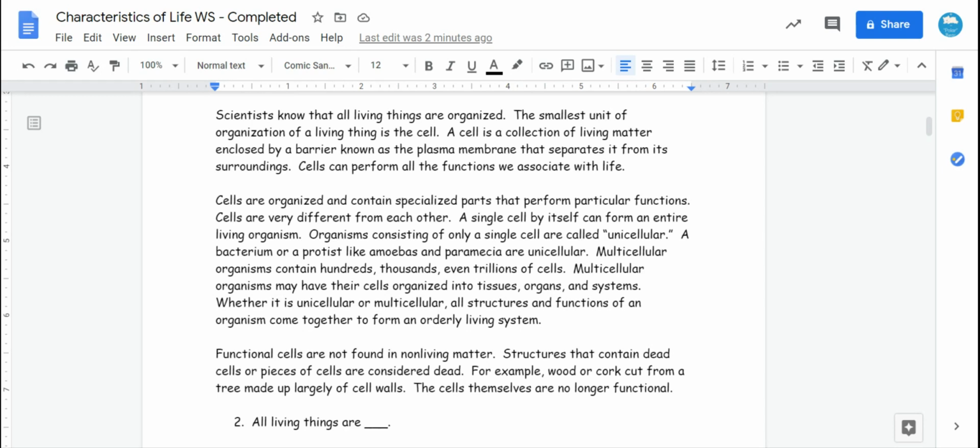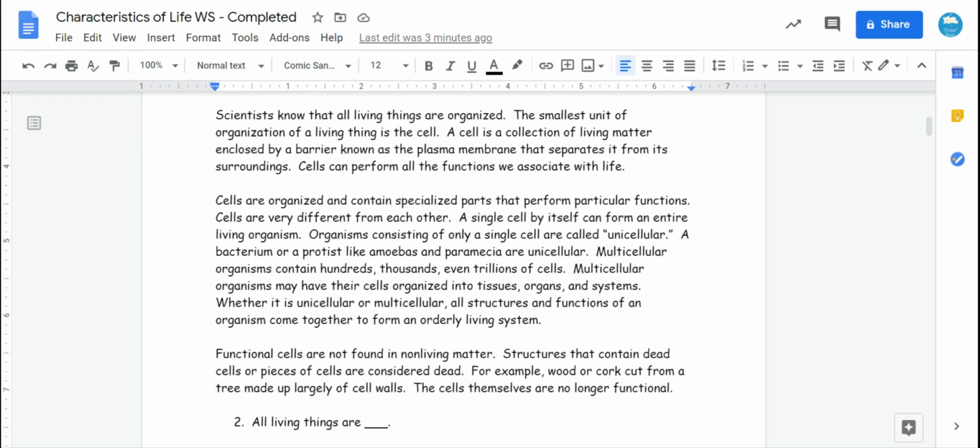So our cells are even more organized. They're organized into tissues, organs, and organ systems. We're going to talk about that quite a bit whenever we diagnose this girl with some sort of weird illness she has later on in this chapter.